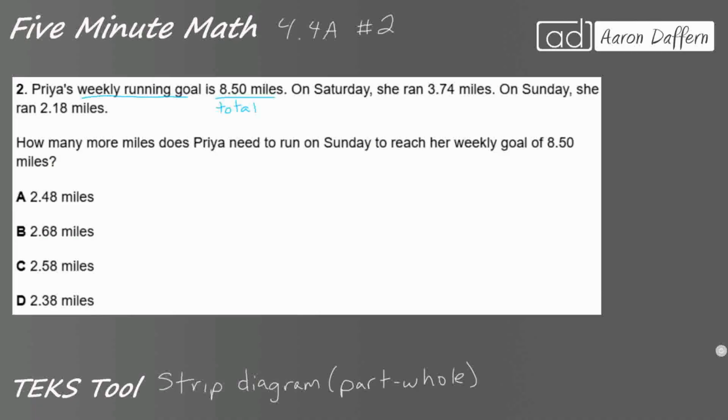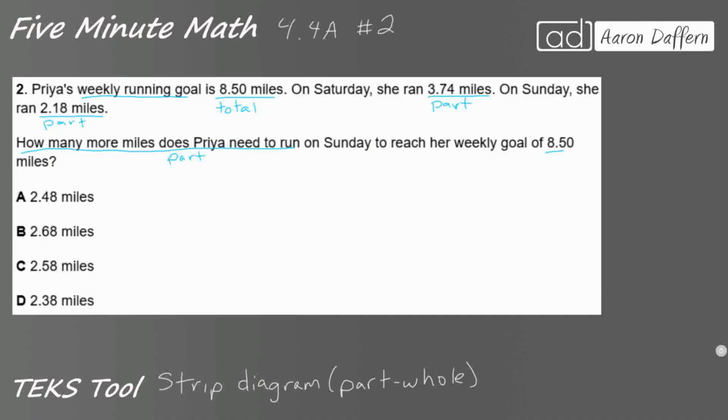We can also call it 8 and 50 hundredths, but that 0 in the hundredths place isn't really doing anything. Then on Saturday, she ran 3.74 or 3 and 74 hundredths miles. So this is going to be a part. And then on Sunday, she ran some more, 2.18 or 2 and 18 hundredths. That's another part. So right now it looks like a part whole. That total is my whole. But how many more miles does she need to run in order to reach her weekly goal? You know what? This missing mileage, this is a third part.